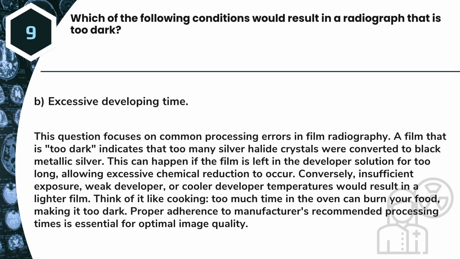This question focuses on common processing errors in film radiography. A film that is too dark indicates that too many silver halide crystals were converted to black metallic silver. This can happen if the film is left in the developer solution for too long, allowing excessive chemical reduction to occur. Conversely, insufficient exposure, weak developer, or cooler developer temperatures would result in a lighter film. Think of it like cooking. Too much time in the oven can burn your food, making it too dark. Proper adherence to manufacturers' recommended processing times is essential for optimal image quality.